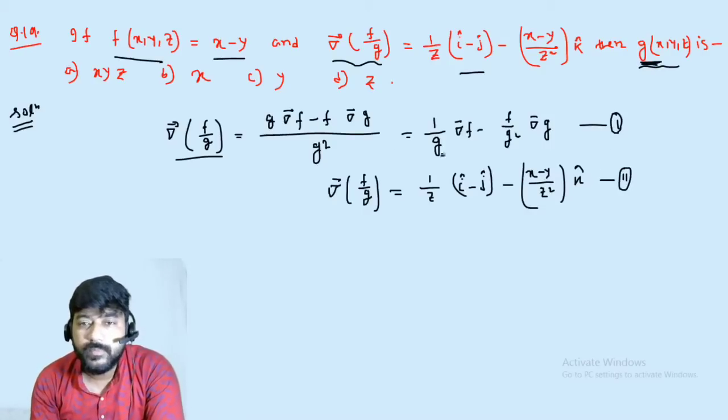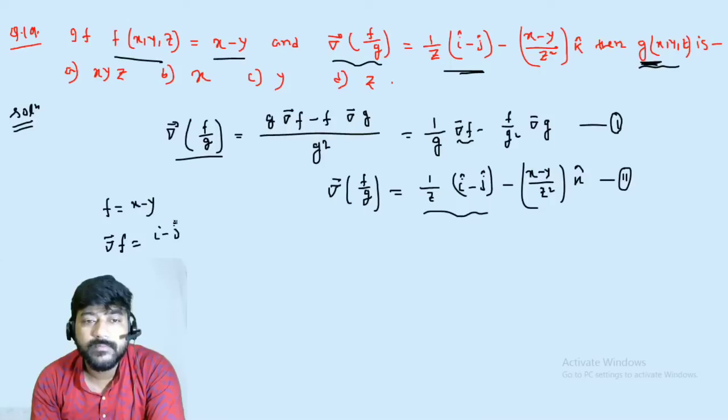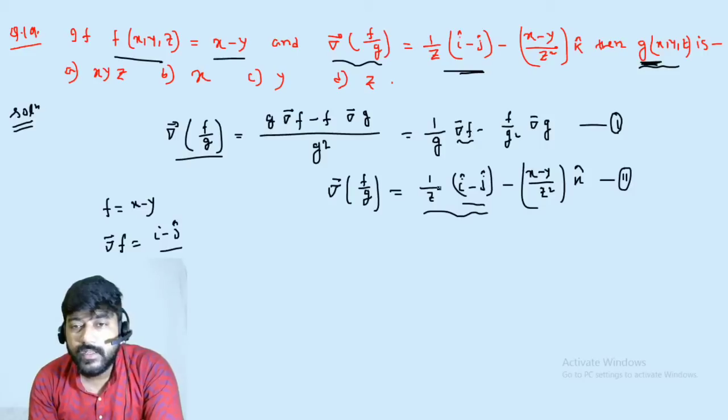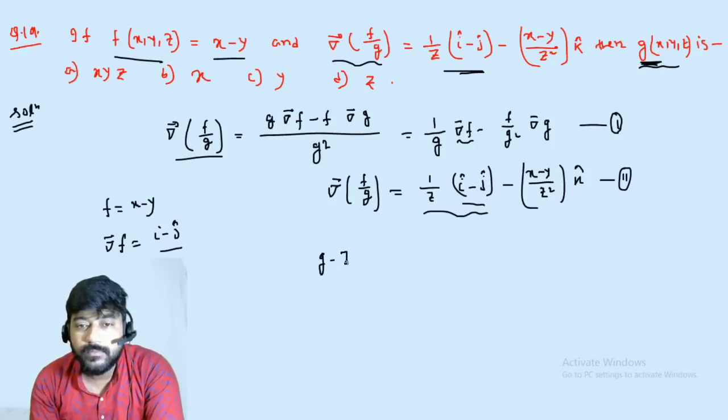Okay, so let me compare it. So here gradient of f by g is nothing but 1 by g into gradient of f, and here in the given expression the first term is 1 by z into i cap minus j cap, and gradient of f is i cap minus j cap. Why? Because f is x minus y, so you can easily write down gradient of f is just i minus j. So here instead of g is z, so you can take g as z from the first term.